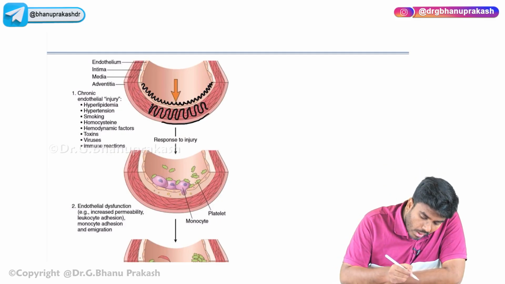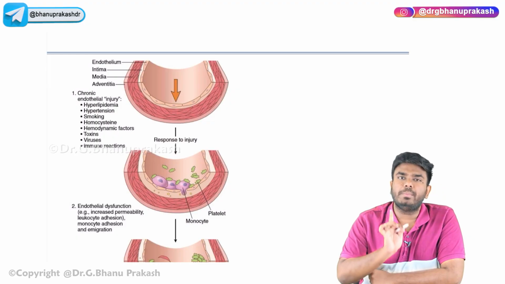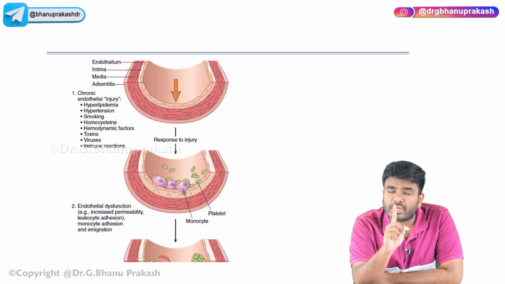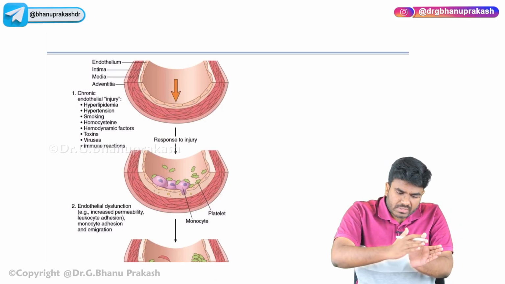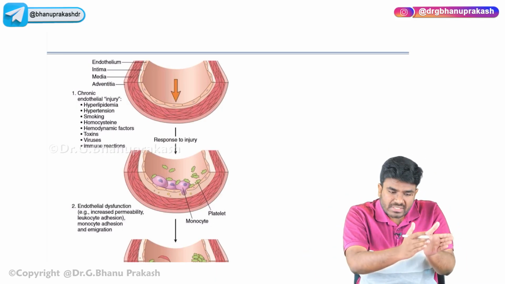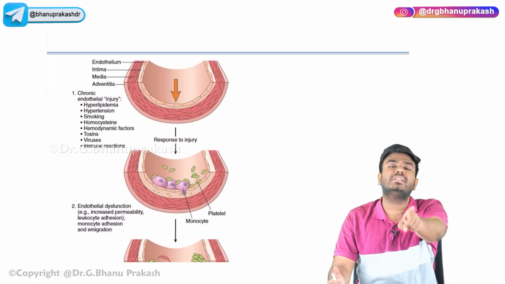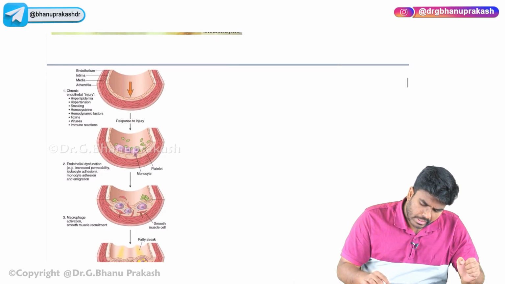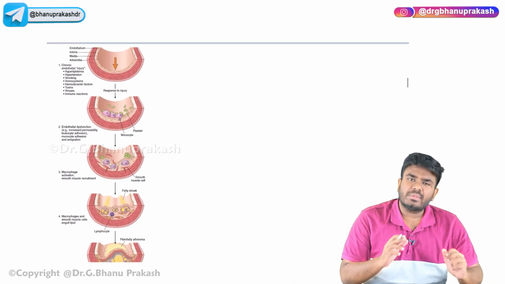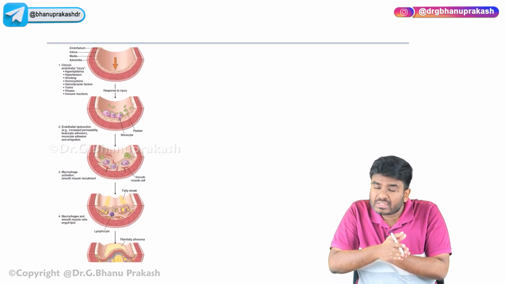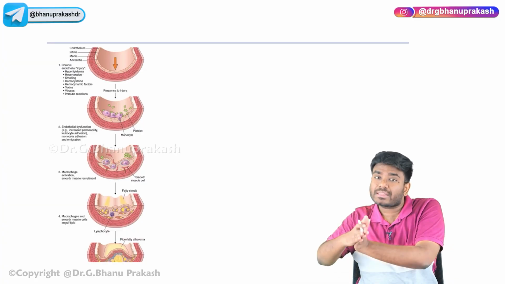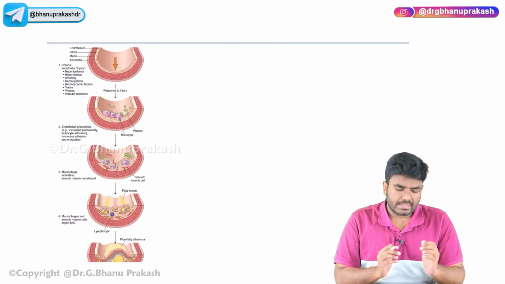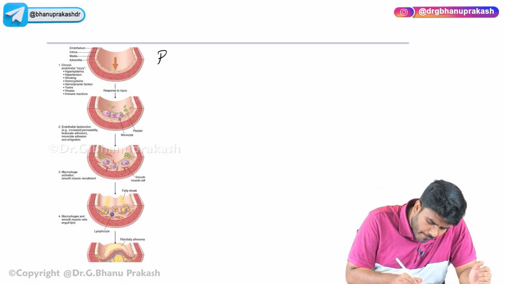Now, what happens? The entire problem begins with one thing: endothelial injury. Remember, atherosclerosis is a consequence of endothelial injury. That's the point which I want you to know. So, why is the endothelium getting injured and how will that endothelial injury lead to atherosclerosis? I will tell you now. See, there are certain risk factors.